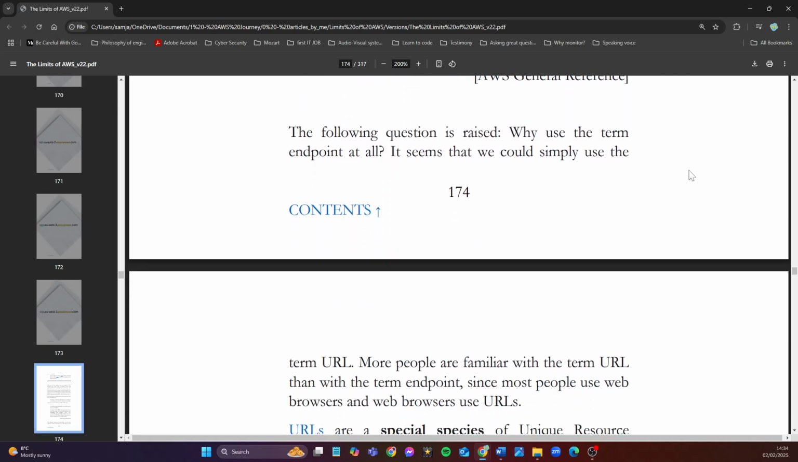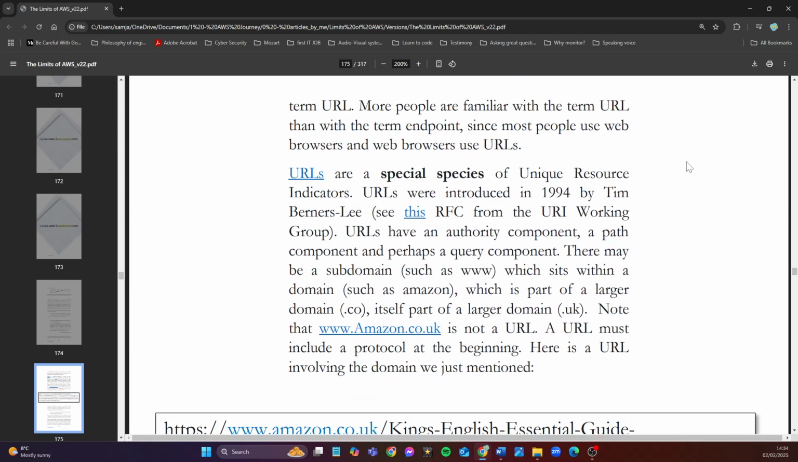The following question is raised. Why use the term endpoint at all? It seems that we could simply use the term URL. More people are familiar with the term URL than with the term endpoint, since most people use web browsers and web browsers use URLs.